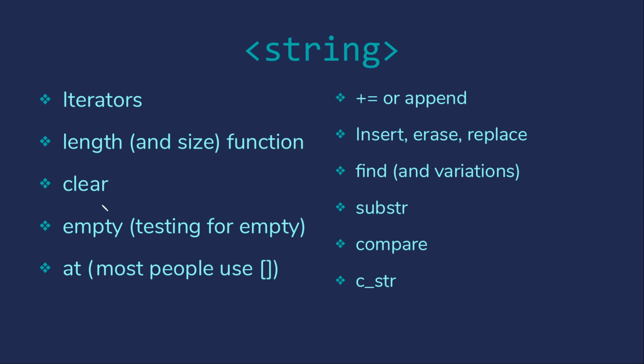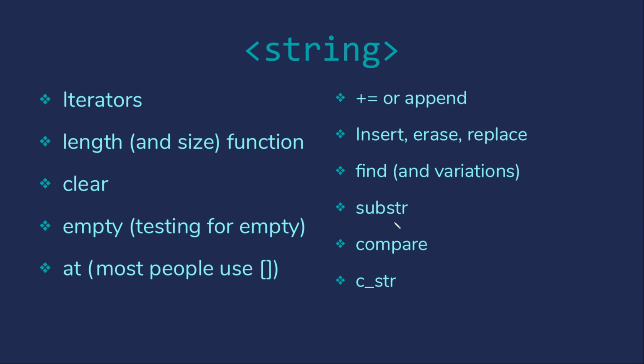We have a clear that clears out the string, basically turns it into the empty string. We have an empty function that is basically an isEmpty. Is it empty? We have an at function that returns the character at this position. I don't see that used much. People typically just use the index brackets. We have a plus equal or an append method. Both work to add to a string. We have an insert of a character, erase a character, replace a character. We have find characters and strings, various variations of that, including find not any of these characters.